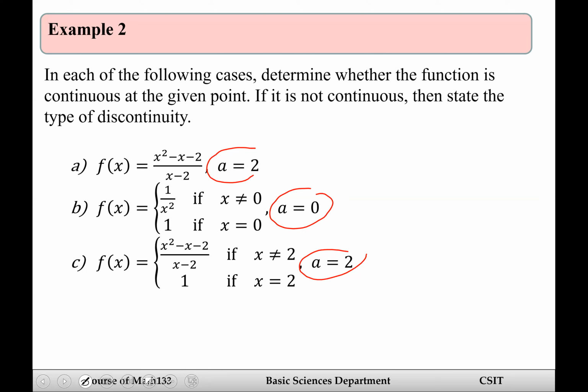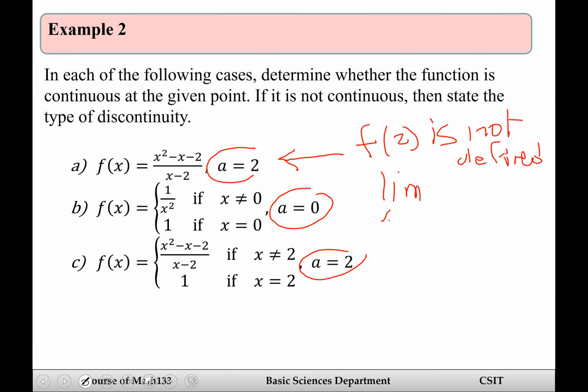So for the first example, clearly we don't have f of a, f of 2. So f of 2 is not defined here. So 2 is a discontinuity for the function f. What type of discontinuity? We need to check the limit to the right and limit to the left. Since the expression is the same for right and left, I will check the limit as x approaches 2 of f of x.